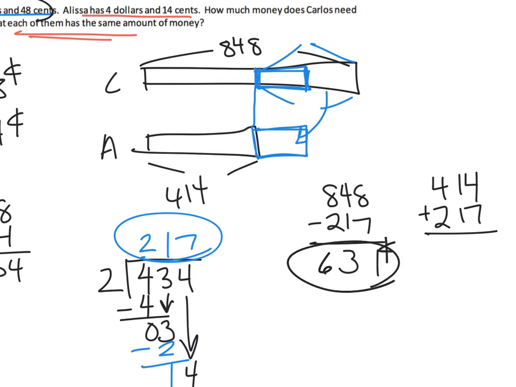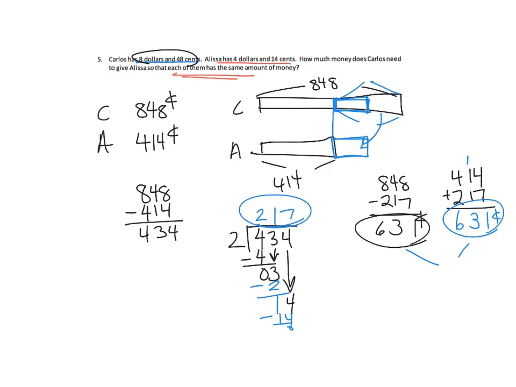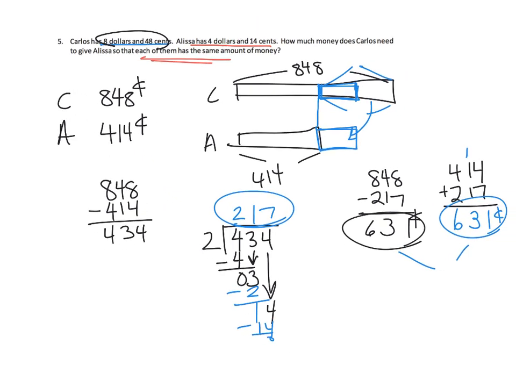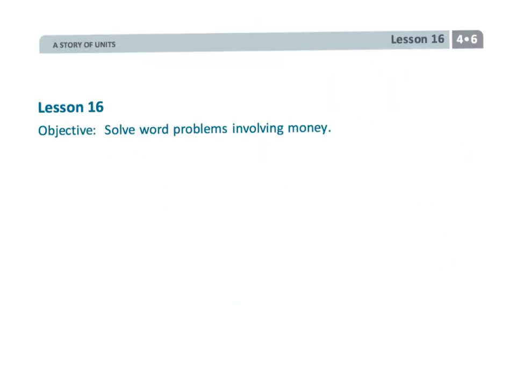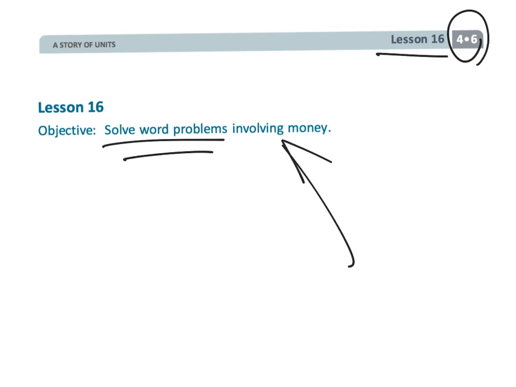And that's for Carlos. And then for Alyssa, 4 ones plus 7 ones, that's 11 ones. So that's 1 one with 1 ten left over. We got 1 ten plus 1 ten plus 1 ten, so that's 3 tens. And then you've got 4 hundreds plus 2 hundreds, that's 6 hundreds. And sure enough, they end up with the exact same amount of money. So that wraps up a very interesting problem. I love that one. And that also wraps up 4th grade Module 6, Lesson 16, solving word problems involving money.